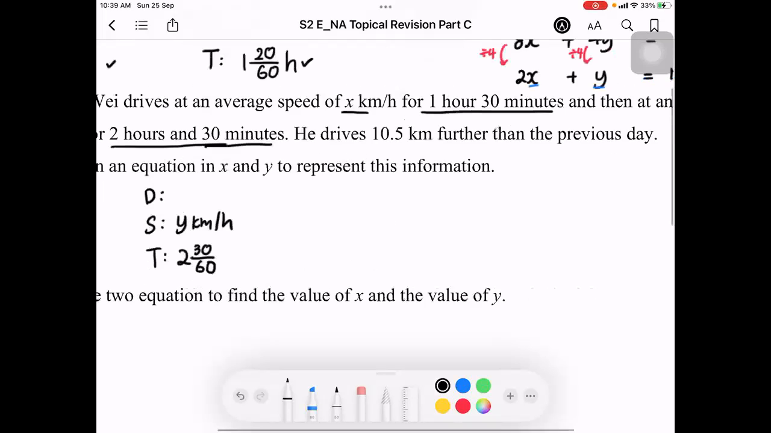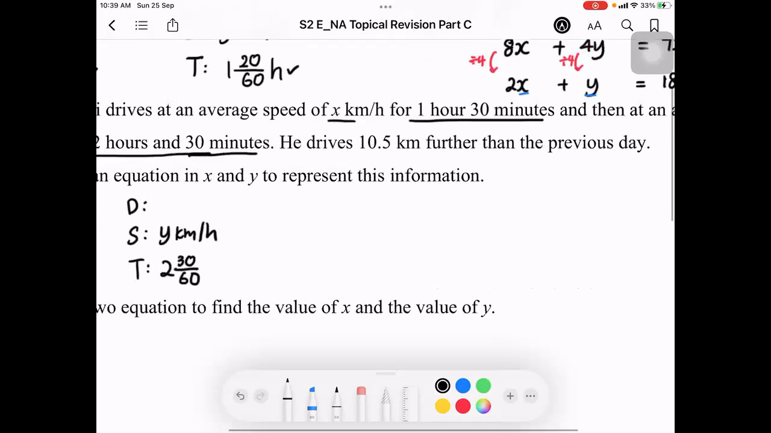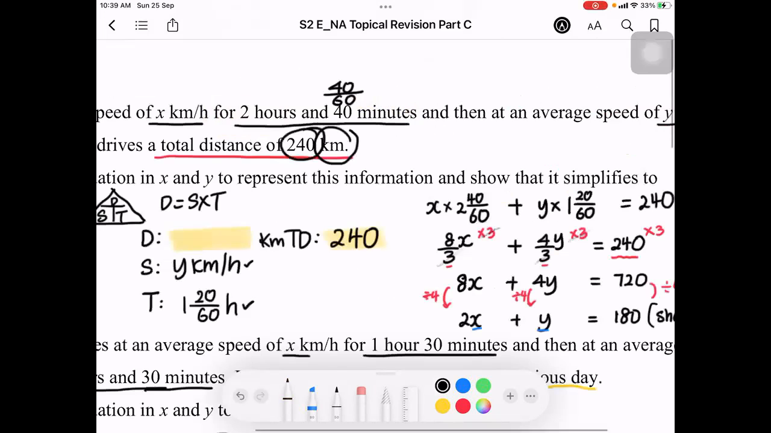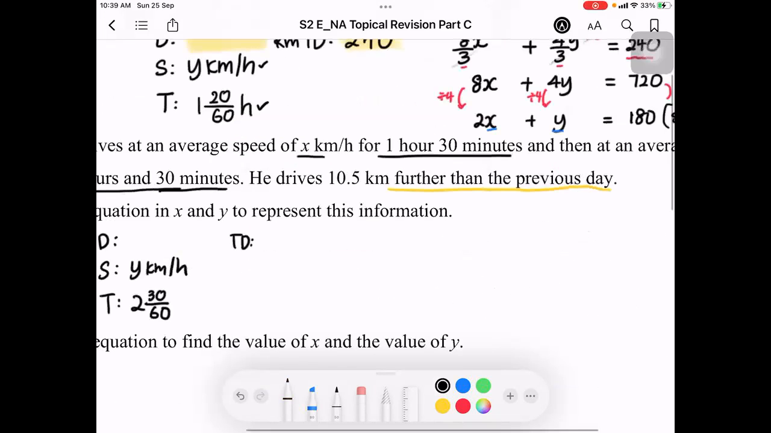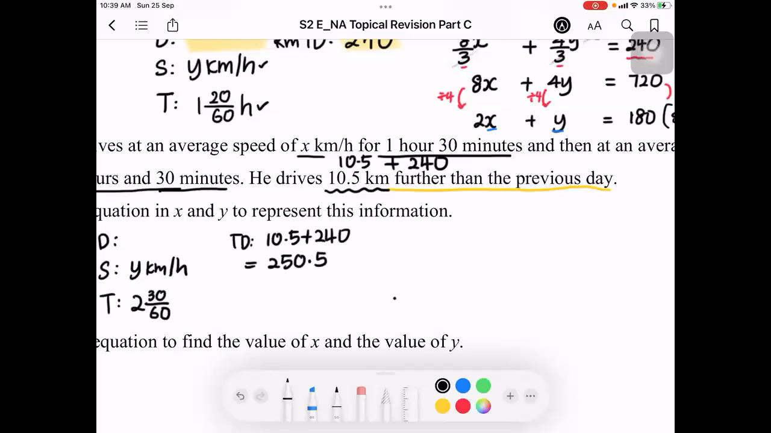Then in this case, the next part, I want the total distance already. But this question here says he drives 10.5 kilometers further than the previous day. The previous day he drove how much? Oh, 240. The previous day he drove 240. That means he drives this much further, that means I add 10.5. So this one is 10.5 plus 240 equals 250.5. Am I right? Okay, so this is the total distance.